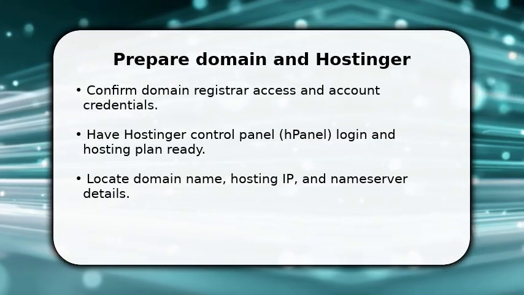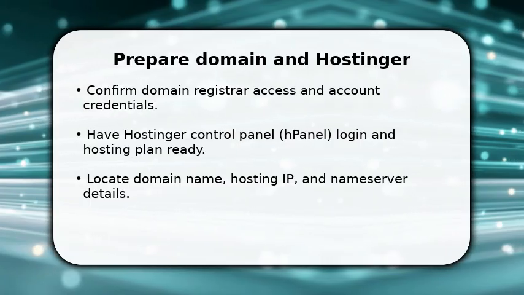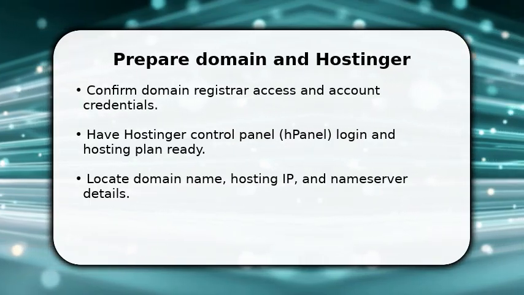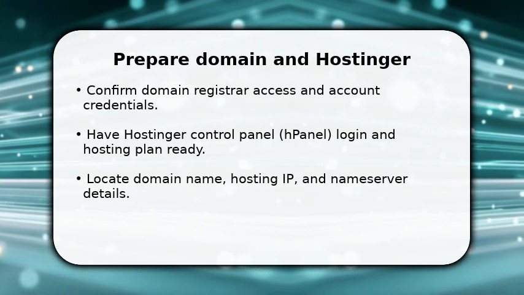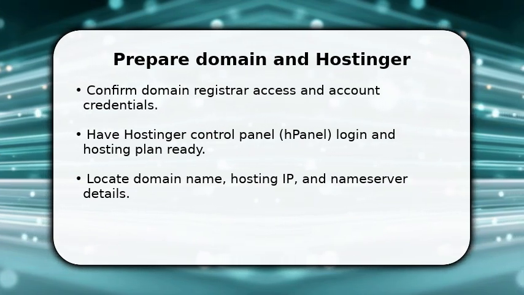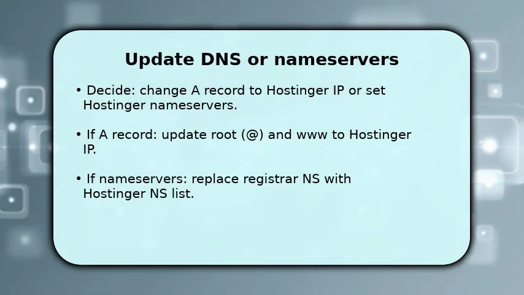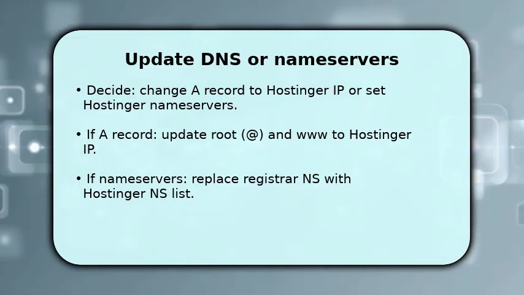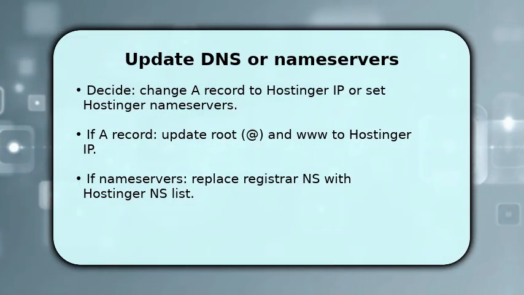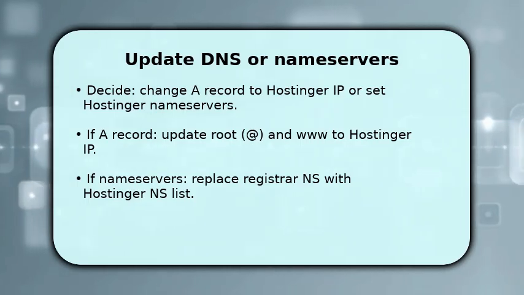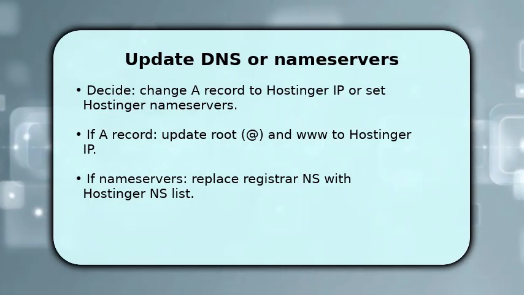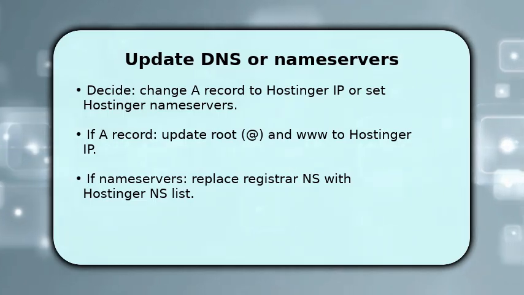get locked out. Now that prerequisites are ready, proceed to modify DNS records or switch name servers, depending on the method you choose. You now perform the actual DNS changes. If you choose A records, edit the @ and www records to point to the Hostinger server IP. TTL can stay default, but lower it temporarily if you want faster propagation.